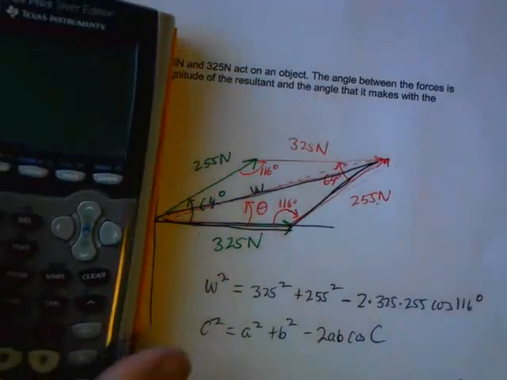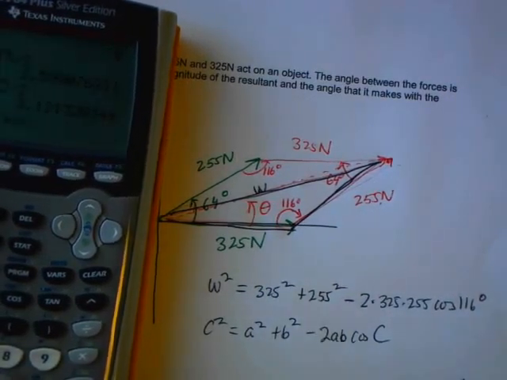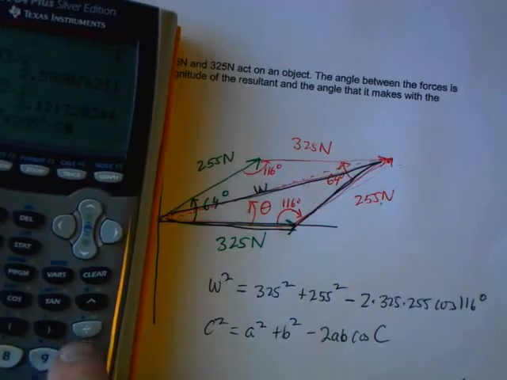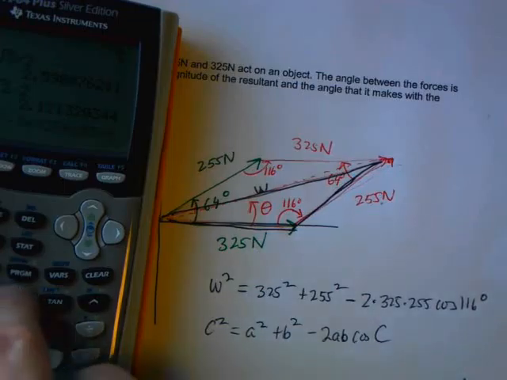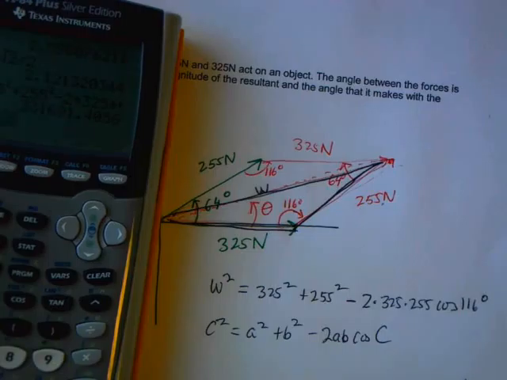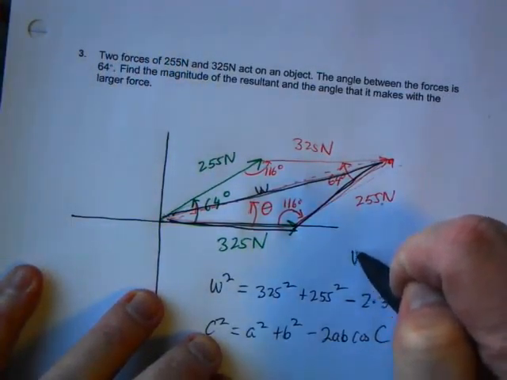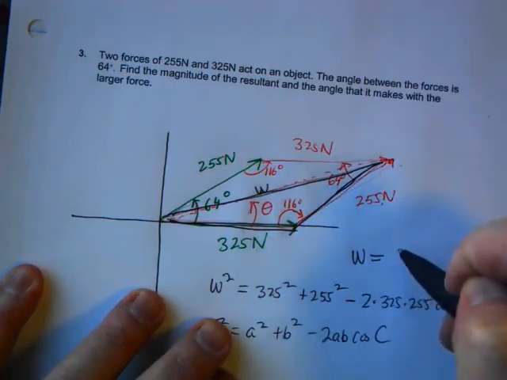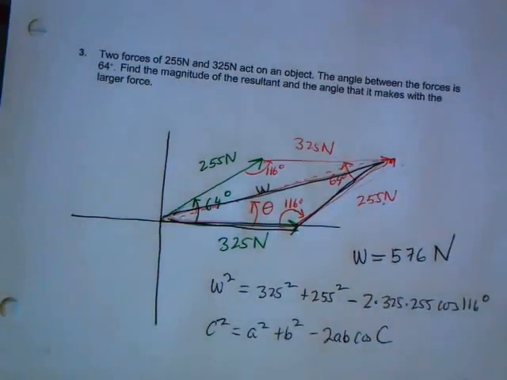All right, so anyway, I grabbed my calculator. 325 squared plus 255 squared minus 2 times 325 times 255 times cosine of 116 equals, and then I take the square root of that answer. I get that W, the length of our resultant vector, is 576 newtons, rounding to the nearest newton. I got 575.9. I'm going to call that 576.